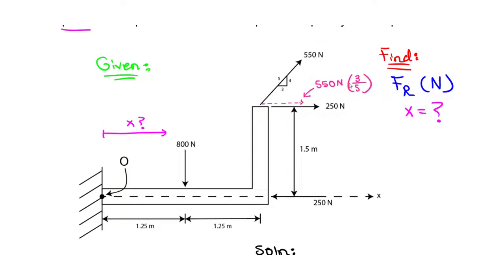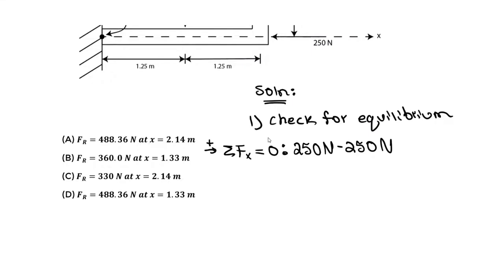But here you have the 550 times 3 over 5, it goes to the right, so it's going to be positive. So that's plus 550 newtons times 3 over 5. And here we will say all of that must equal zero. Or does it? This is the question. We're checking for equilibrium. Let's do the math for this.